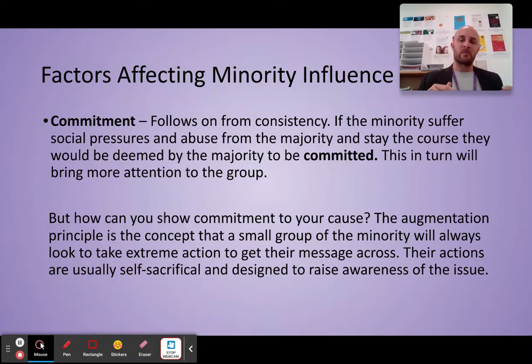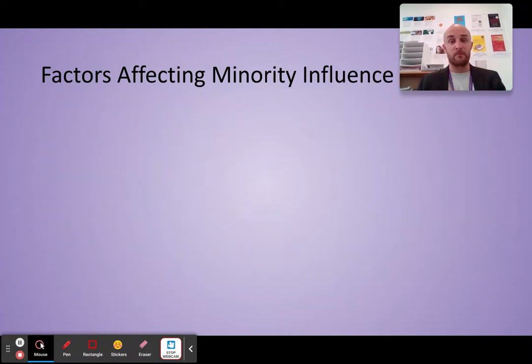And this is where we have to talk about the augmentation principle. The augmentation principle is this idea that a small group of the minority, so a small group within a small group, are always going to be willing to take greater risks that are self-sacrificial, may get them in trouble, but at the end of the day, they raise awareness. And there are countless examples of this throughout history. So that's what we mean by the augmentation principle. You need to be able to link commitment to the augmentation principle.